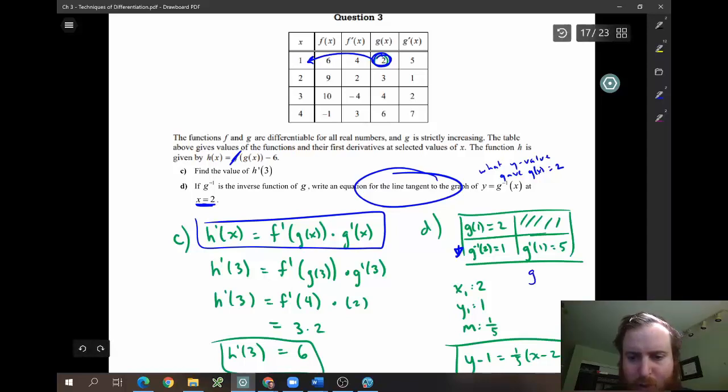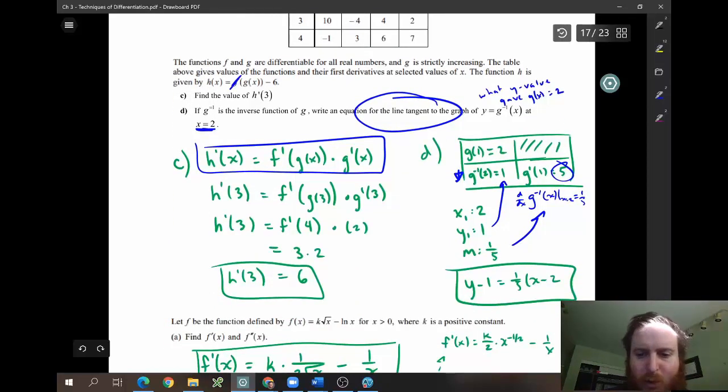So, the derivative of g inverse of x, at x equals 2 would be 1/5. So that's where the m comes in, right? We flip that guy. And for the y, it's just that first guy. So we get y minus 1 equals 1/5 times x minus 2. That should have a closed parenthesis.